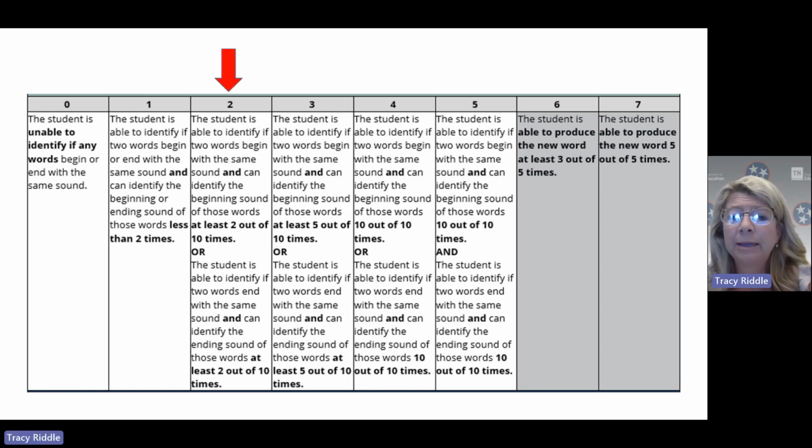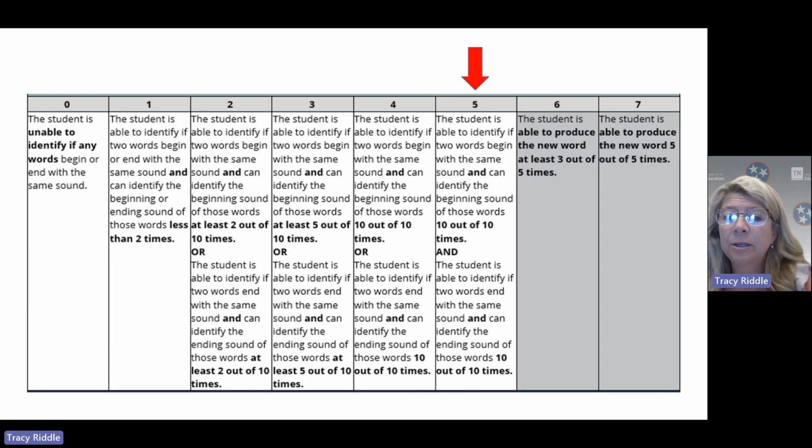Notice at levels 2, 3, and 4, you see the word or. Use these levels for assessing either the beginning or the ending sound. Notice it says 10 times, so you are going to use 10 different words. If the student is able to identify at least 2 of the 10 at the beginning, or if you assess the ending, that would score a level 2. Level 3 is if they got at least 5 correct. Level 4, they are able to do all 10, either the beginning or the ending sound.